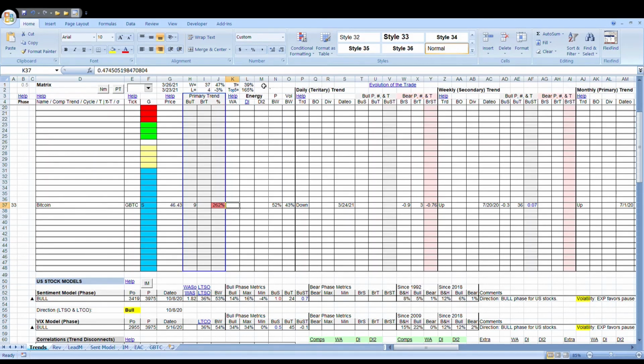And again, it's a natural learning process and a natural evolution for all traders.